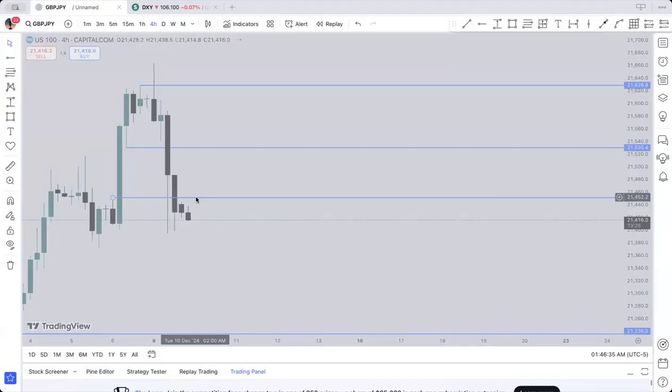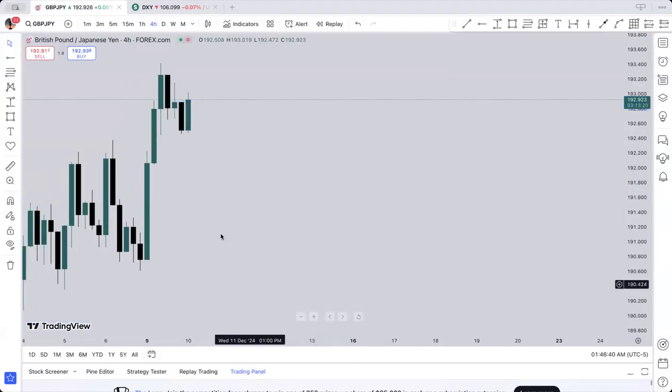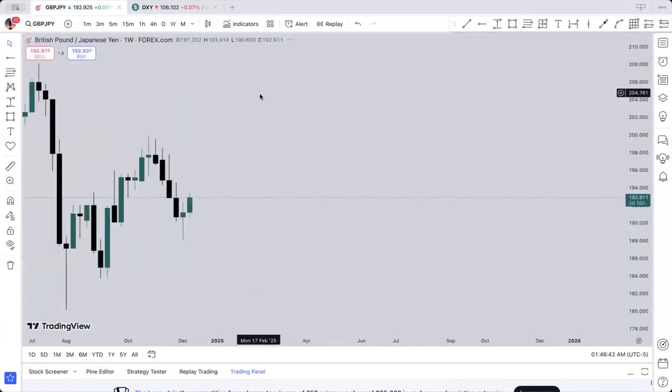So what do we have next? Yeah, GJ. So this is GBP based on weekly time frame. I have a very nice narrative actually coming from this.